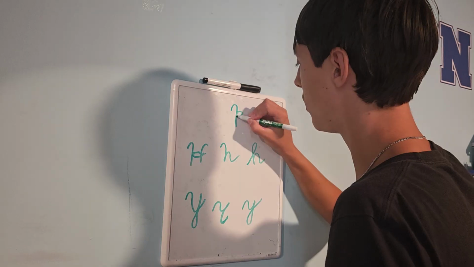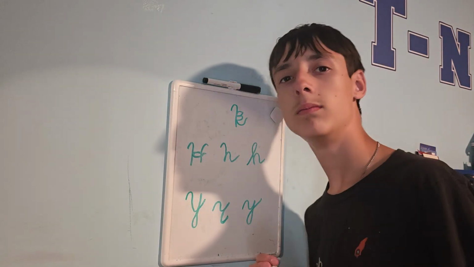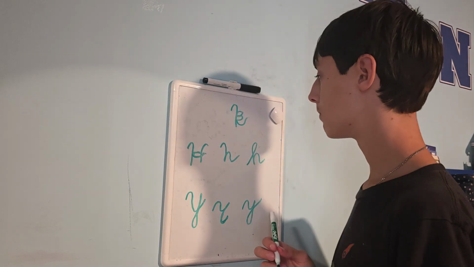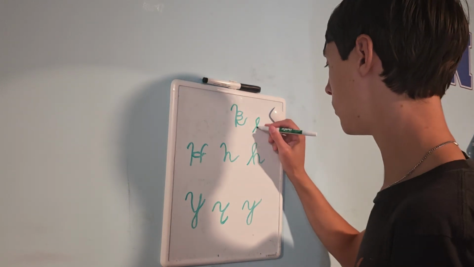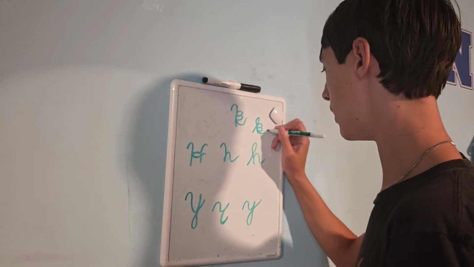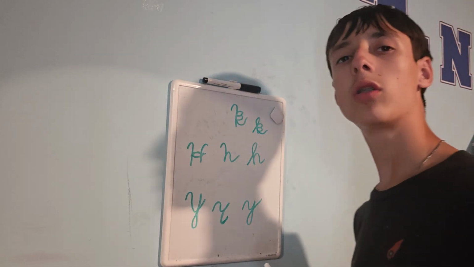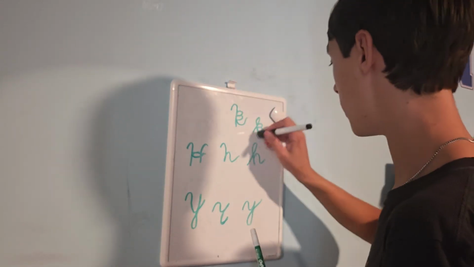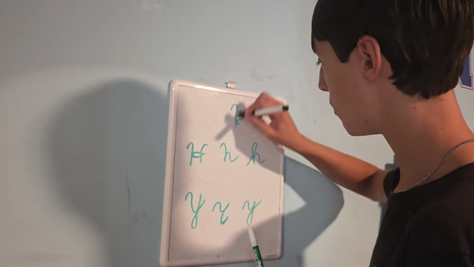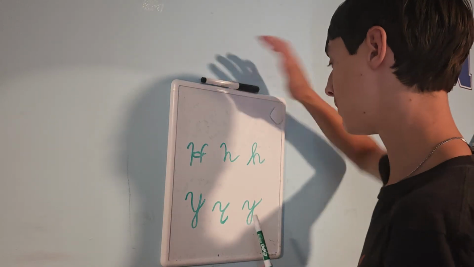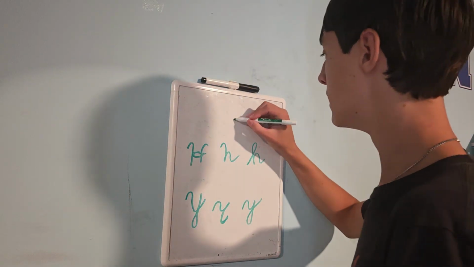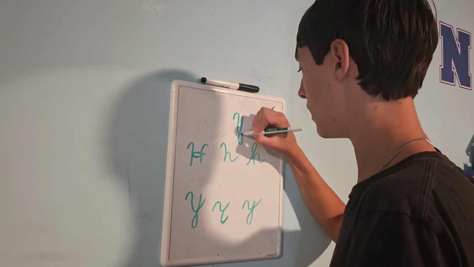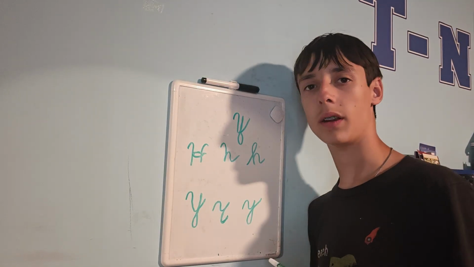Because the original design for H would have been that. No, wait, it was that. And that looks way too much like K, so I had to change it. And also it would have burned people's eyes, so I had to change it. So we got that. And now for Y, I was thinking like that or something.